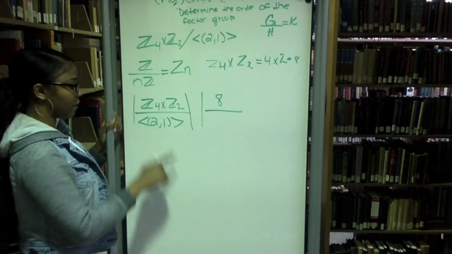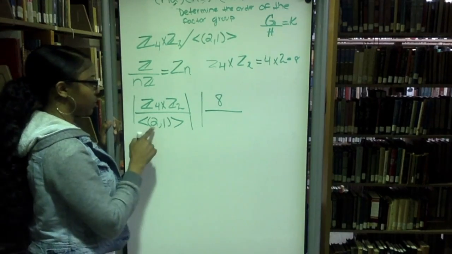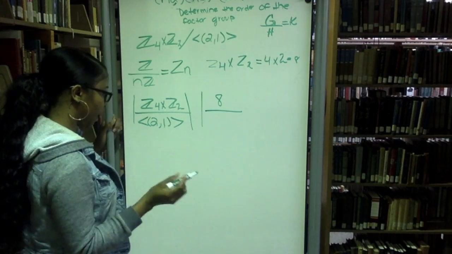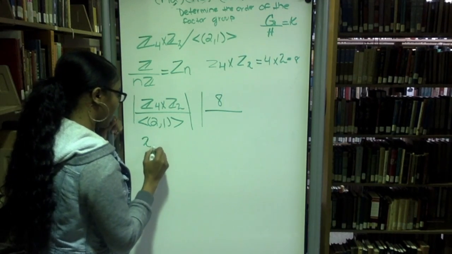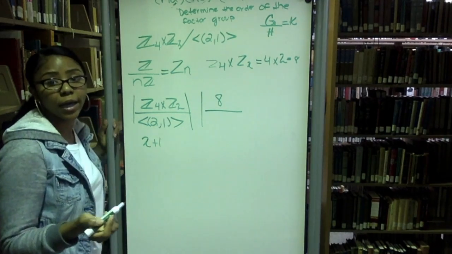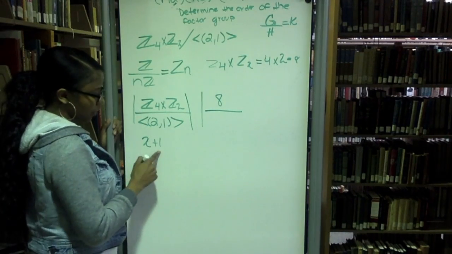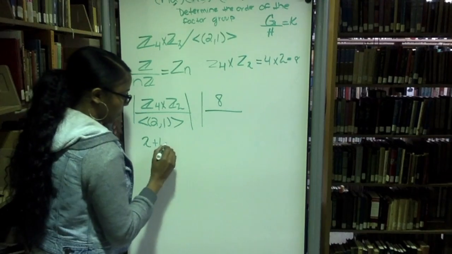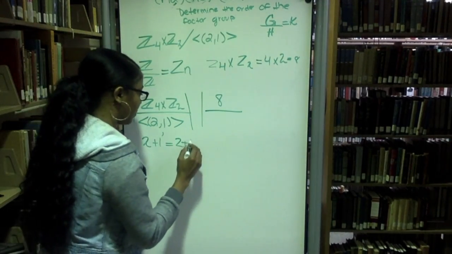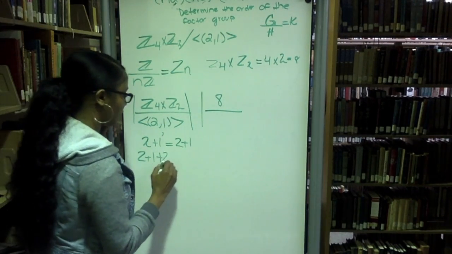Now we have to figure out how to find the order of the cyclic subgroup generated by 2 and 1. So what we're going to do is find the order by adding 2 and 1 until we get back our identity element, which is 0, 0. So 2 plus 1, for the first time, it's going to equal 2 plus 1. Then we're going to do 2 plus 1 plus 2 plus 1.